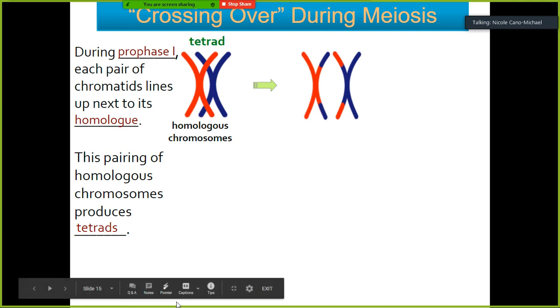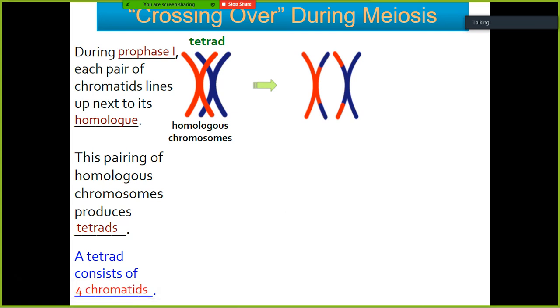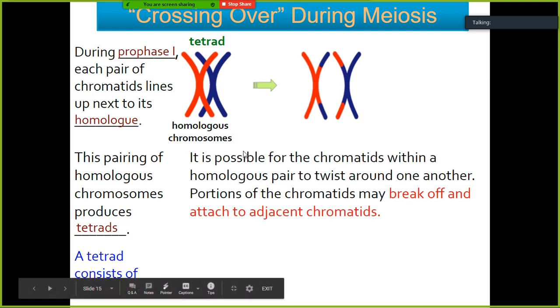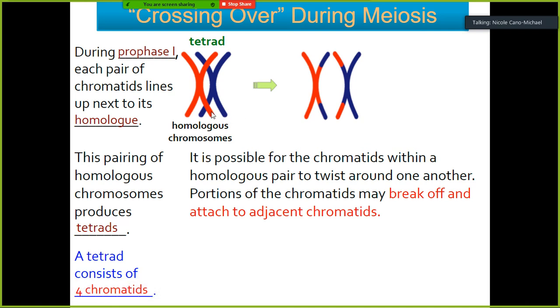So what ends up happening? When they line up next to their homologous chromosomes, these chromosomes may twist around each other, and part of the red chromosome might break off into the blue and vice versa. They will have different sections attached to each other. Every time they do this, you get a different result. That is why sexual reproduction produces so much genetic variation.